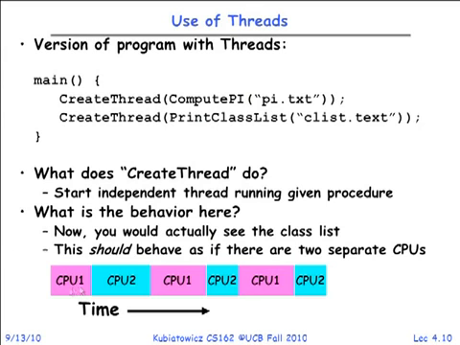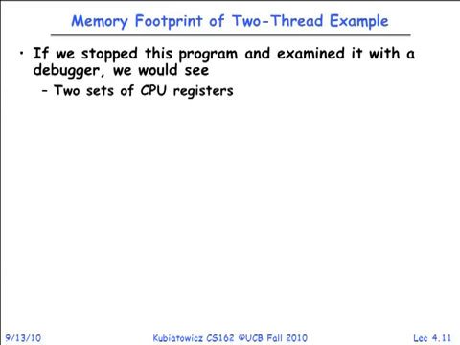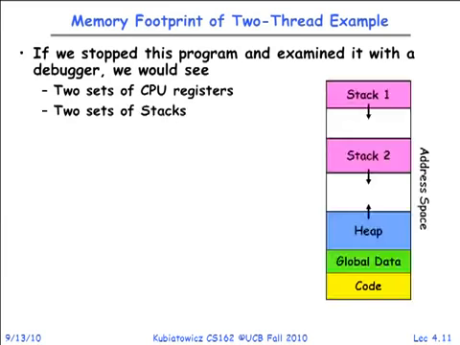Now, what's the memory footprint of this program? Suppose we stop the program and somehow look at it with a debugger. Well, we're going to say two sets of CPU registers. Why is that? Well, there are two threads and two thread control blocks, each with registers in them. Two sets of stacks. Okay, why is that? Because there are two threads. Very good. So, questions. How do the stacks get positioned relative to one another?